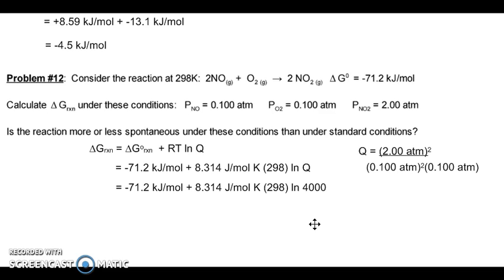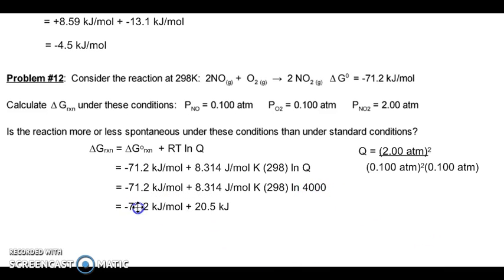The question is, is it so positive that it overcomes the negative 71.2 kilojoules from non-spontaneous or not? One other thing to notice, this is joules. This is Kelvin, and this is no units. What we have to do then, if we want to add these two terms together, we must convert joules to kilojoules, divide this whole term by 1,000.